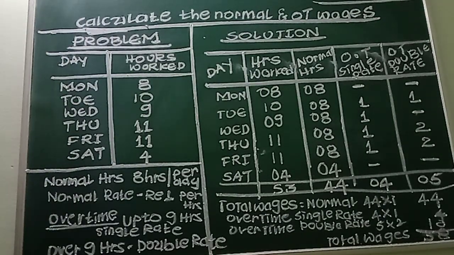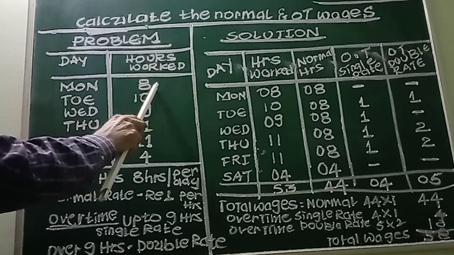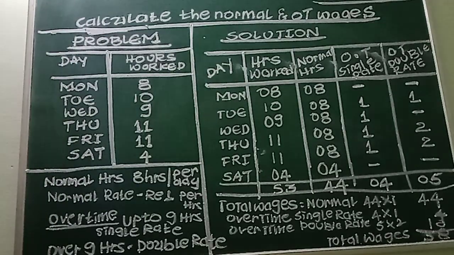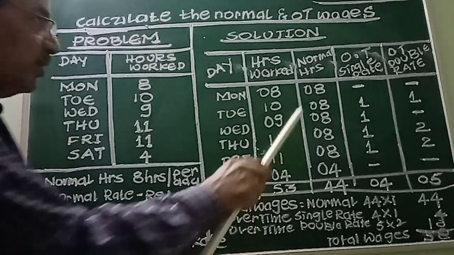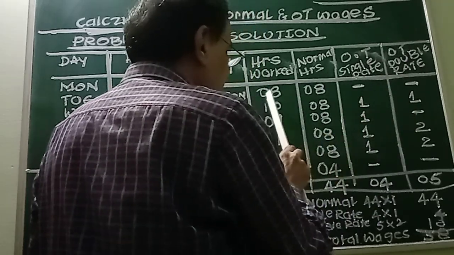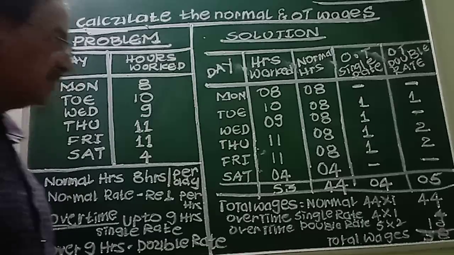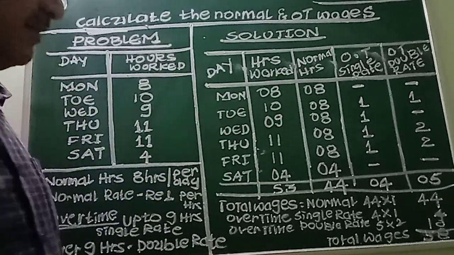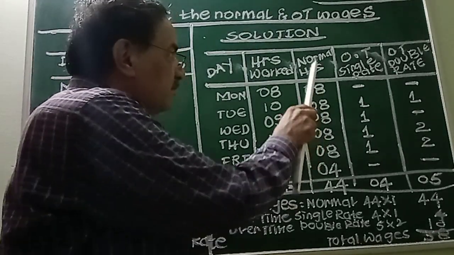So once again I would like to repeat. Take Monday, 8 hours he has worked. Normal hours is also 8. So he will not be paid any overtime wages because the hours worked is equal to the normal hours. 8 hours is hours worked and normal hours is also 8. So no OT payment for him either at a single rate or double rate, because this is equivalent to this, dash dash.